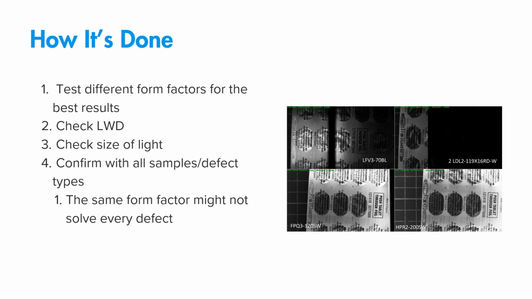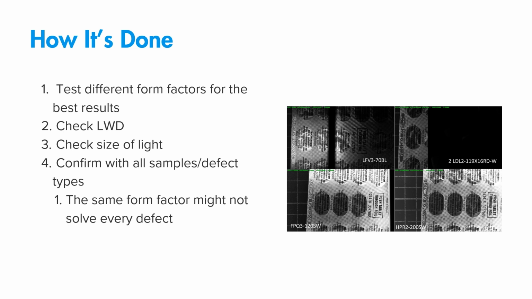So I tested with two bar lights, two LDL2s from the side. I tested with an FPQ3, it's a square piece. It's not listed here, but I tested with different LDR2LA, LDR2LA1, the HPR2, and then because I have experience with embossed text, a lot of times coaxial light will work for that. So even though it's technically a bright field light, I did try the coaxial light on the embossed code because sometimes that actually does work better than the low angle does.